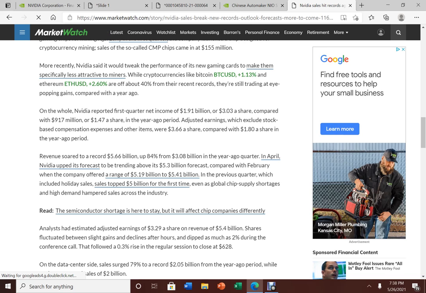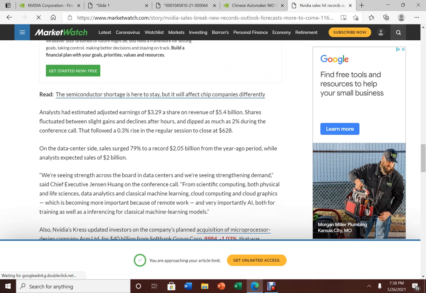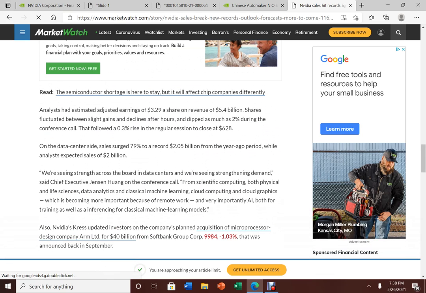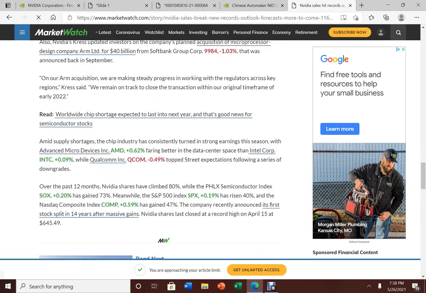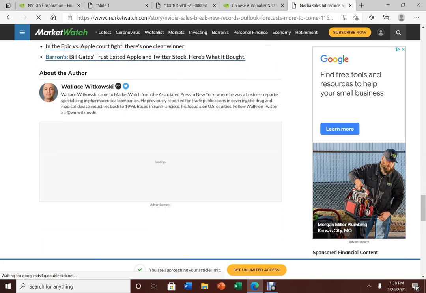And we can see revenue soared to $5.66 billion, up 84%. Analysts were expecting adjusted earnings of $3.29 per share on revenue of $5.4 billion. And shares are fluctuating between gains and declines after hours. We don't see much movement here.